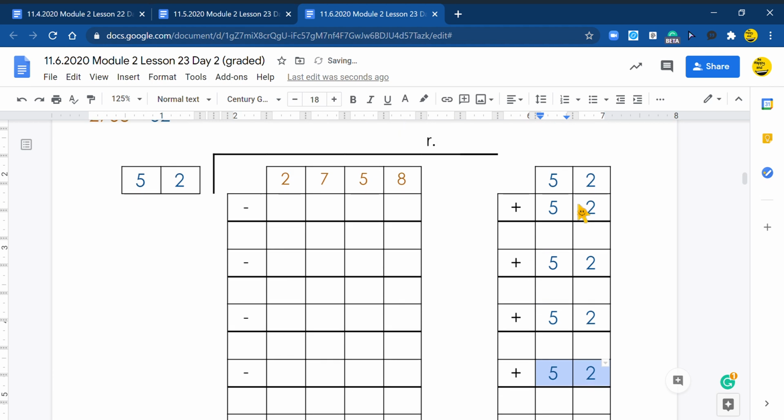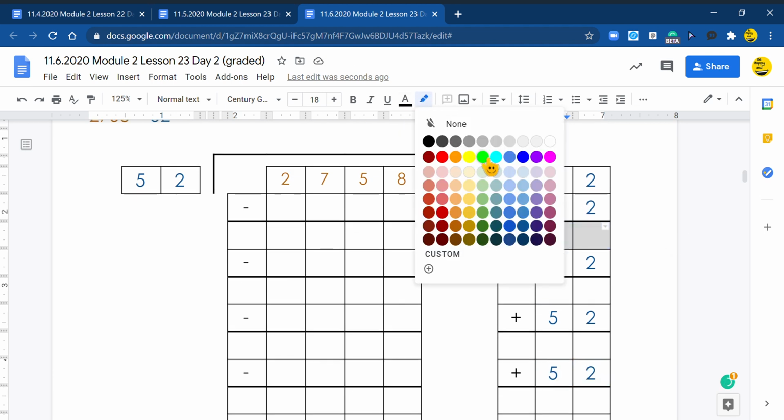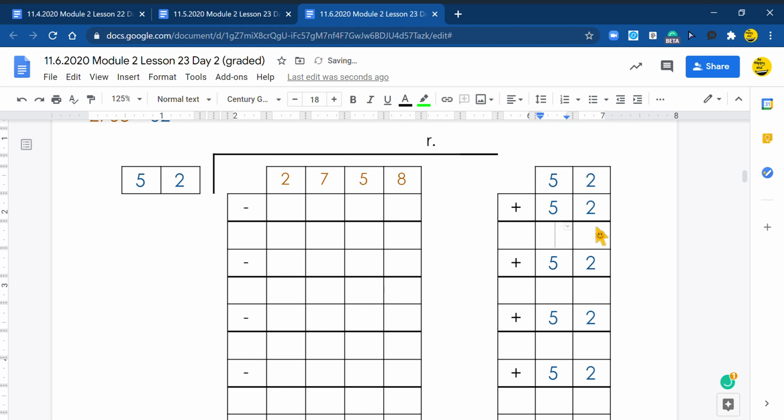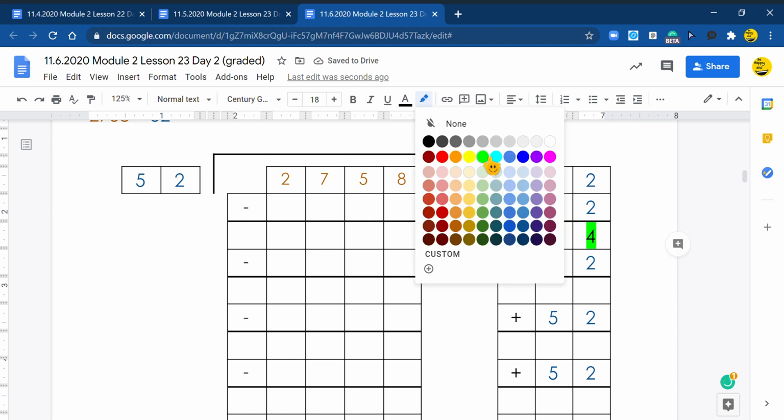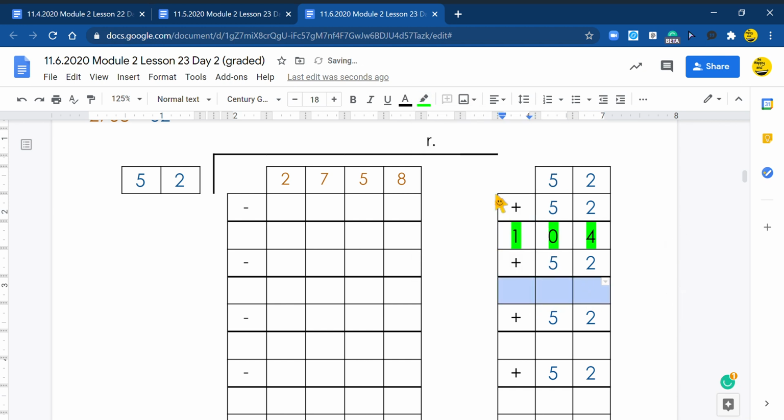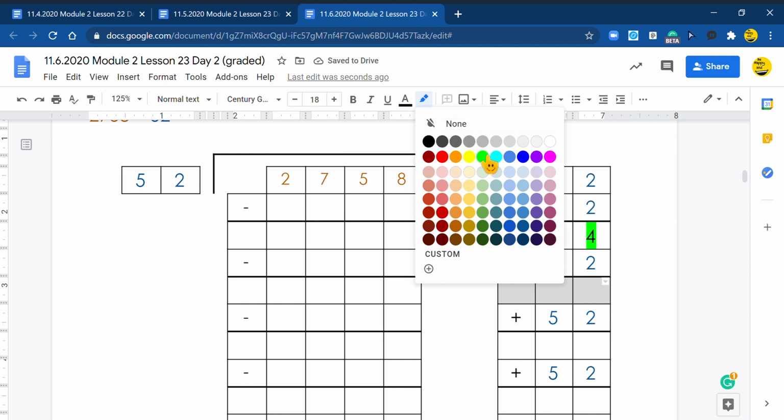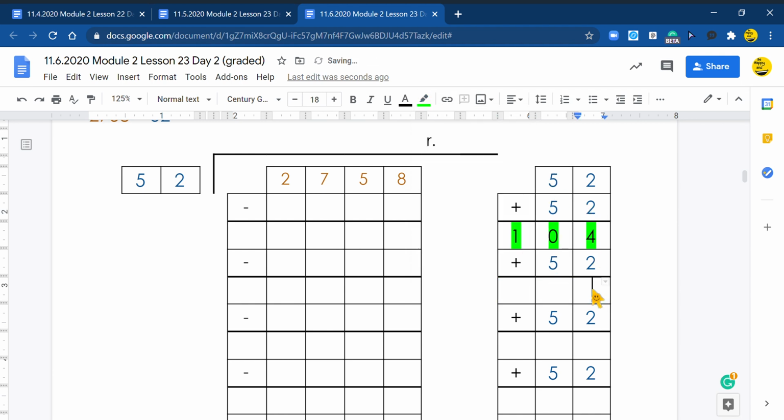And now we're going to quick add them up. I'm going to use a pretty green, highlighting green. So I have 2 plus 2 is 4, and 5 plus 5 is 10, which means I've got a 3-digit sum. And now I'm going to add up 52 to 104. So I do 4 plus 2 is 6. 5 plus 0 is 5, and 1 plus 0 is 1. I'm going to add it up again.